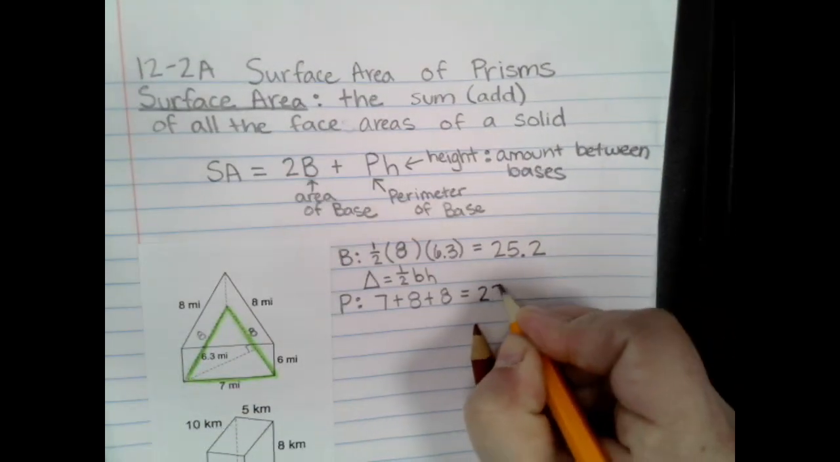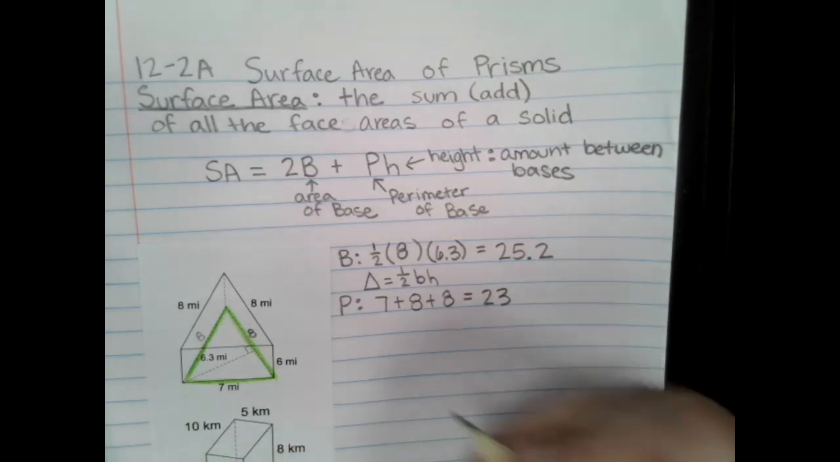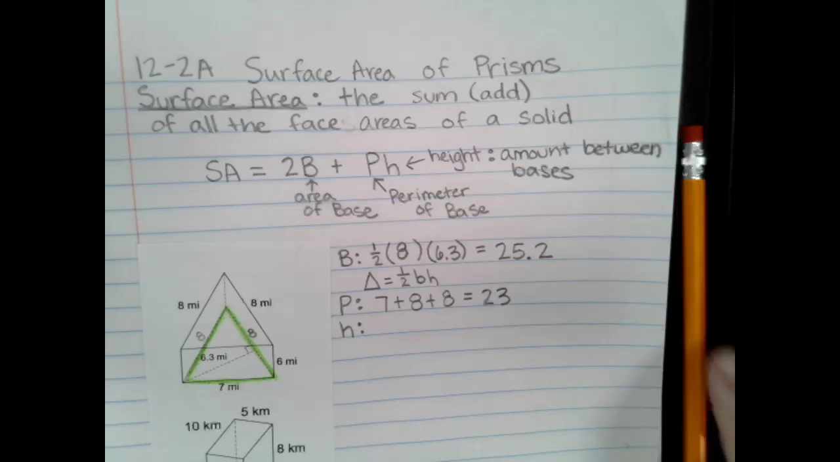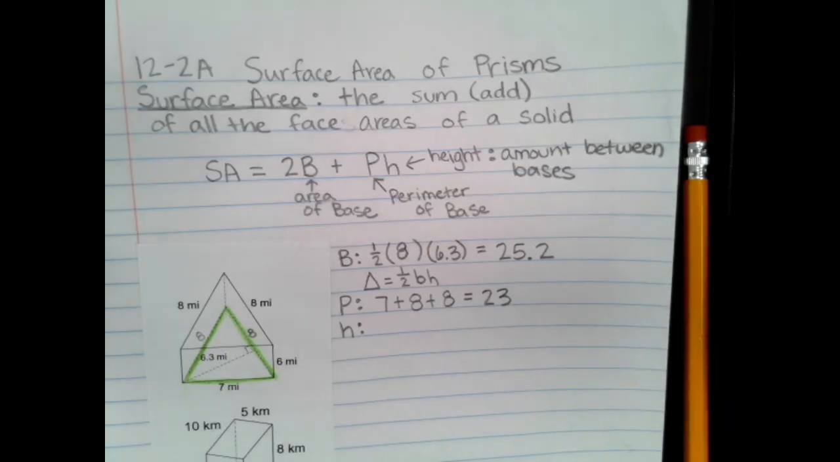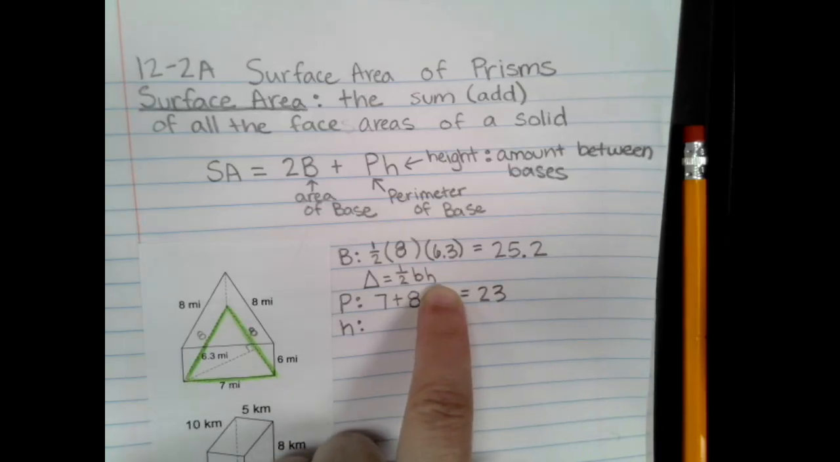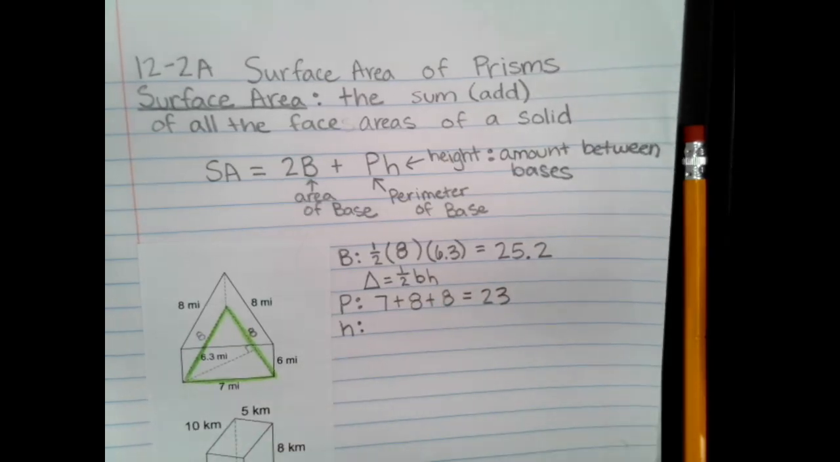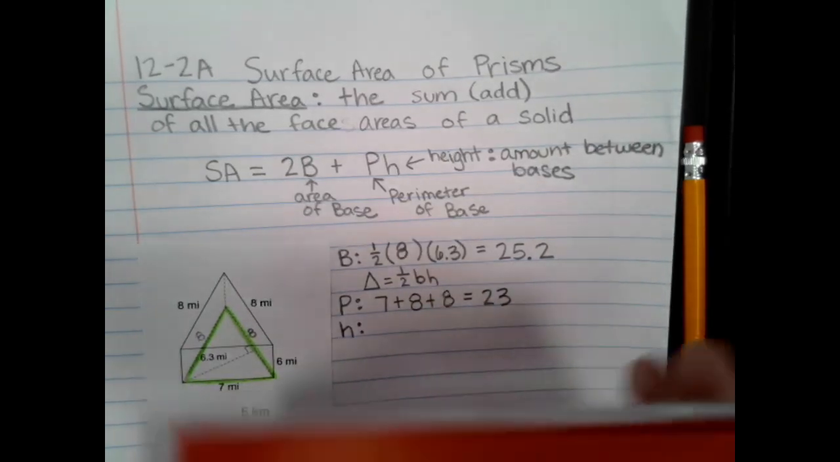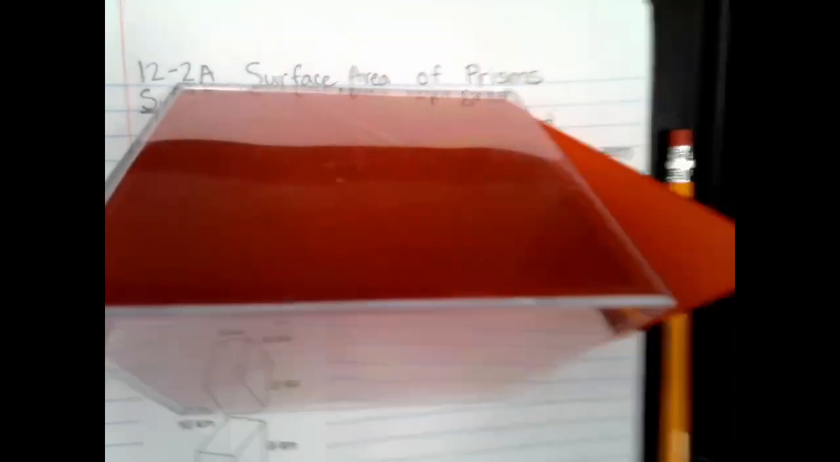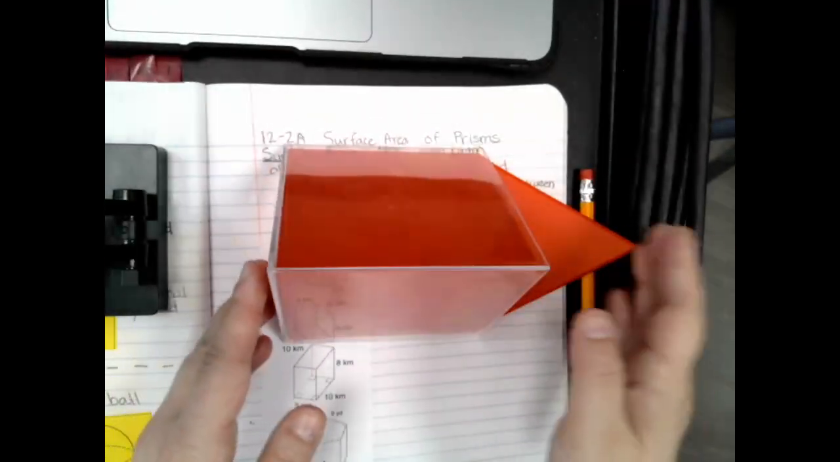Okay, now this is the part that can be a little challenging, is the height. This height is different than the height that we used before. This height is not the same as this height. This was the height of the triangle. This is going to be the height of the prism. So the height of the prism is always the space. I'm going to cover this up. Don't panic. It's always the space between the bases.